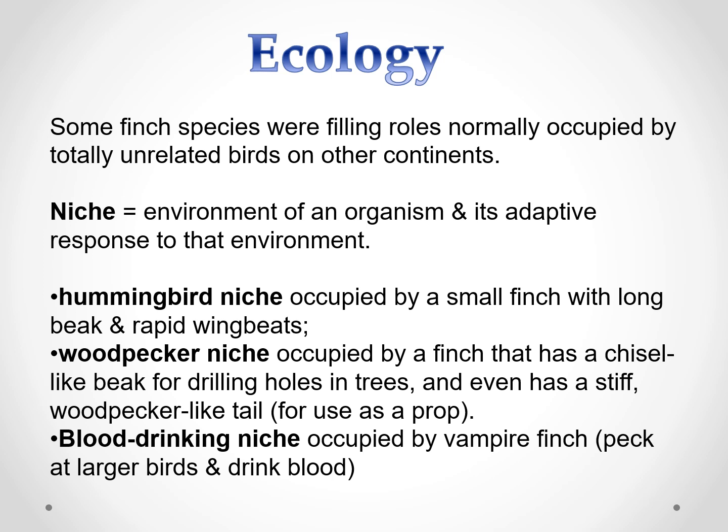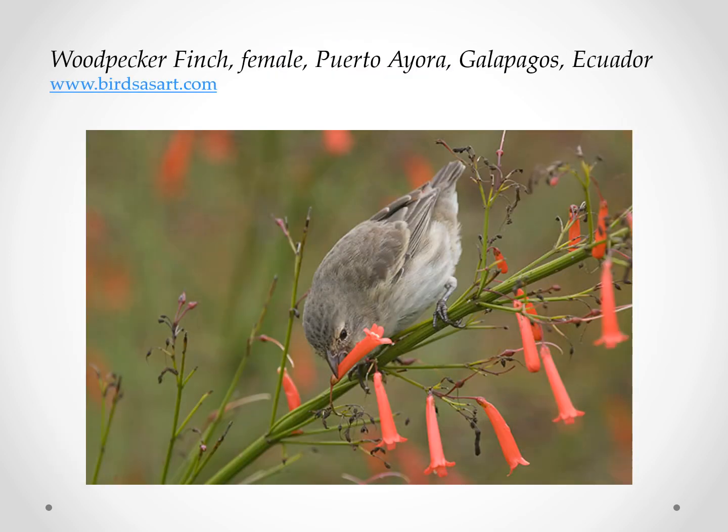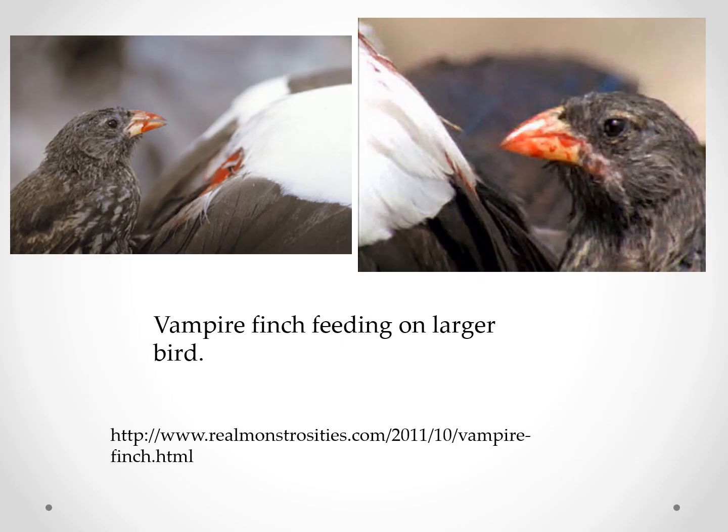There was also even a blood drinking niche, which is usually occupied by insects and bats and birds on the mainland, but they had a vampire finch who would actually latch on to larger birds and drink their blood. So just showing you the woodpecker niche that we see with the small stiff tail and the hard beak used for drilling holes in the side of trees. This is showing the vampire finch, which is feeding on a larger bird.